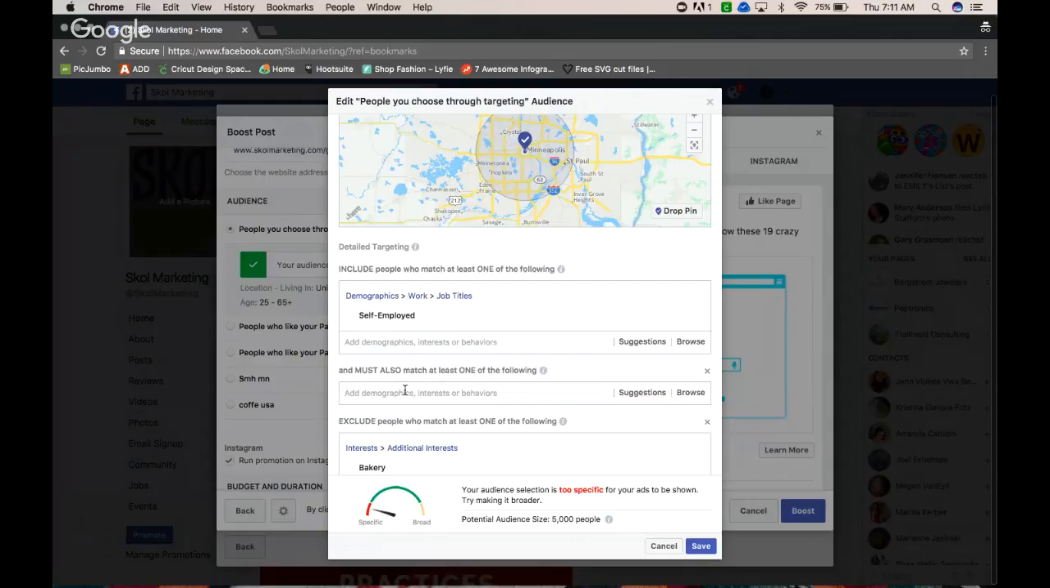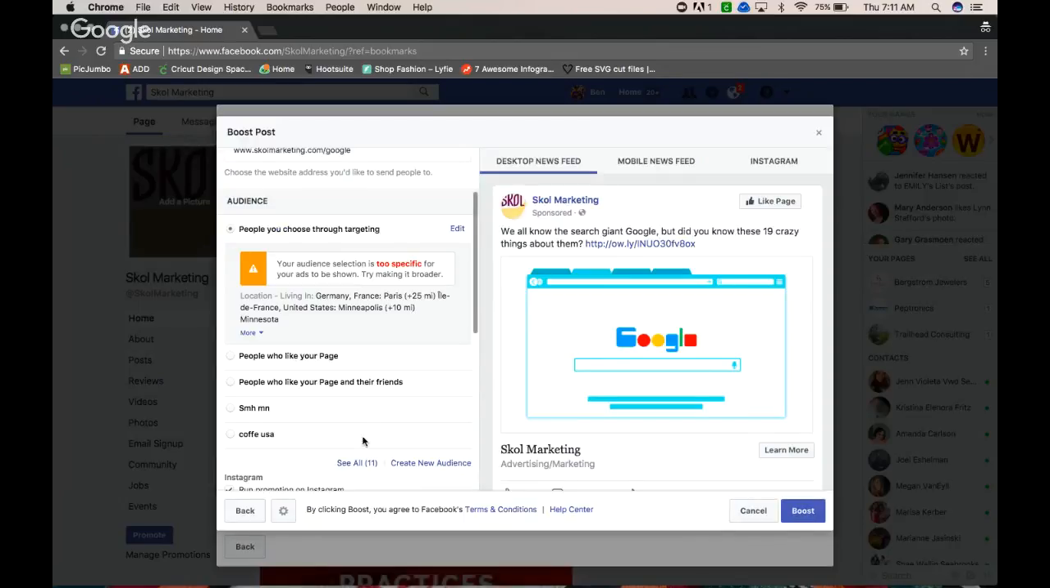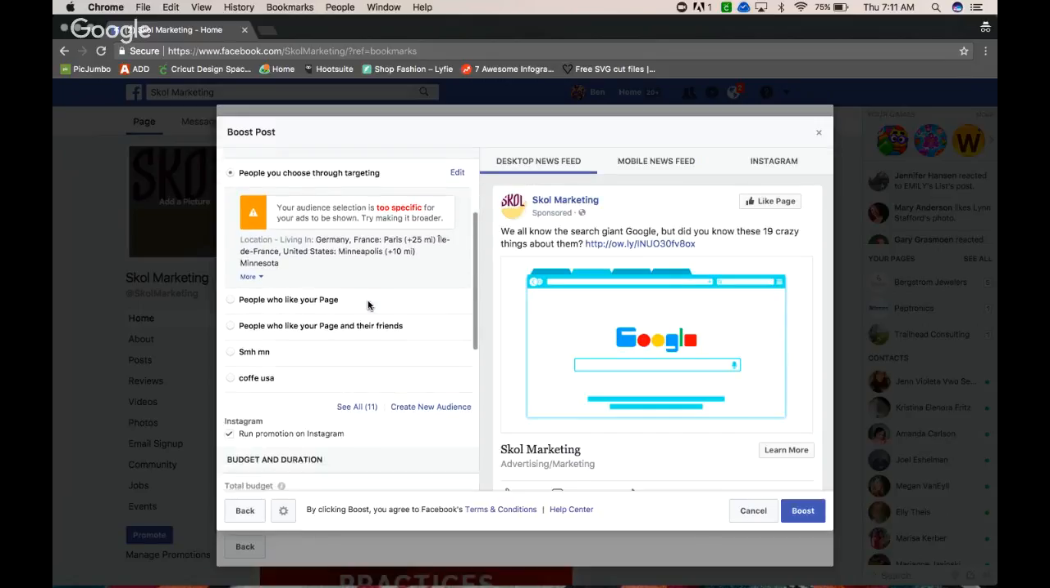Now, obviously, you want to be careful with this because, going back to the too specific thing, we can get too specific when we look at that. I know it says too specific right here, but like we talked about, that's fine. I'm just using this as an example.